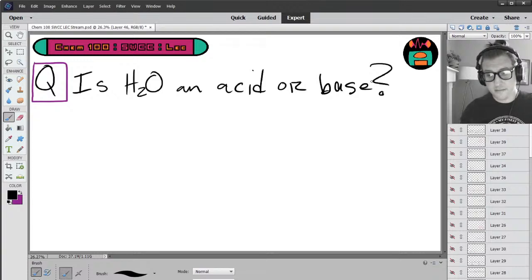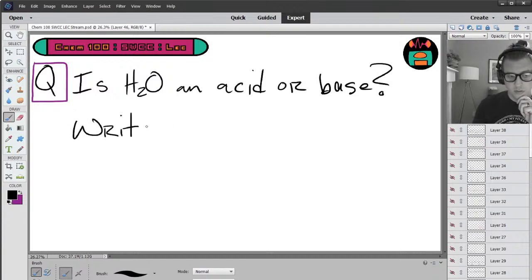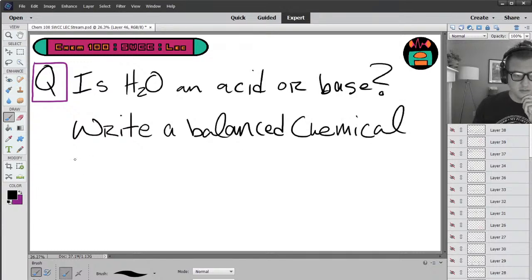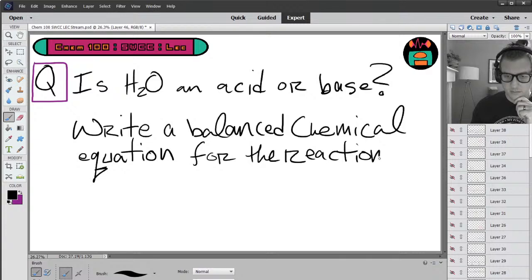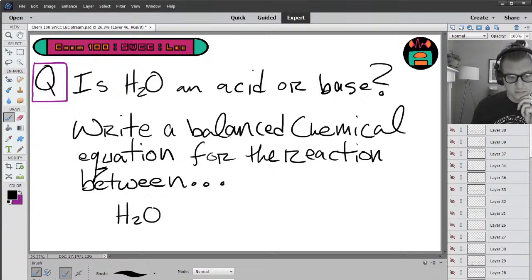So if water can be an acid, and water can be a base, can you write a balanced chemical equation for the reaction between these two molecules.